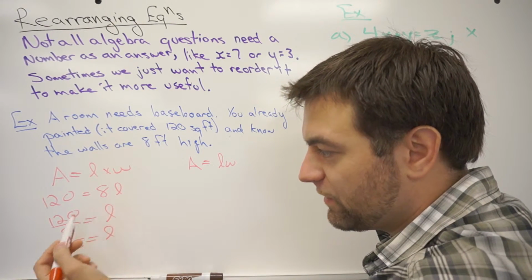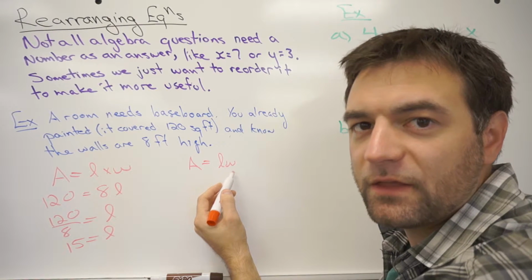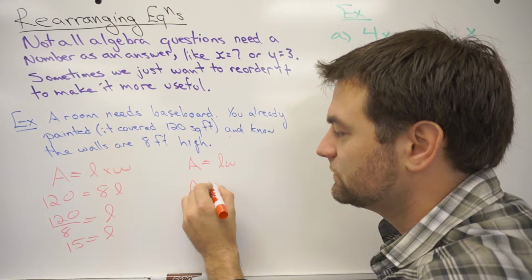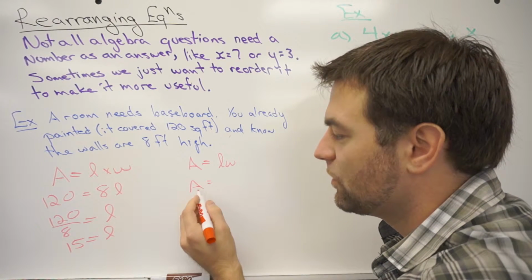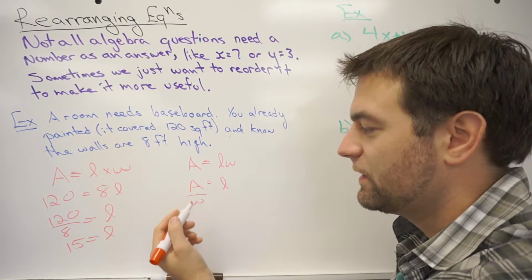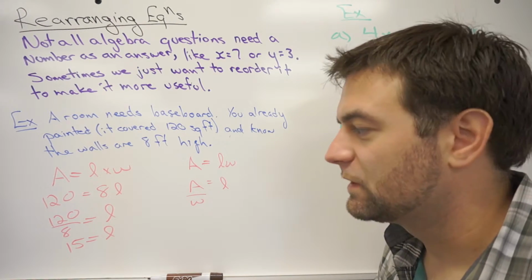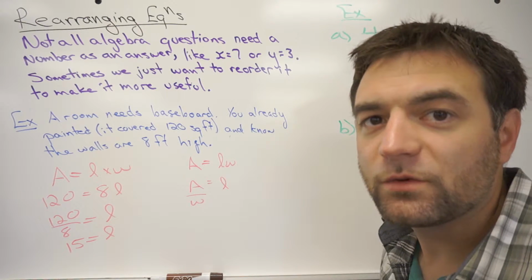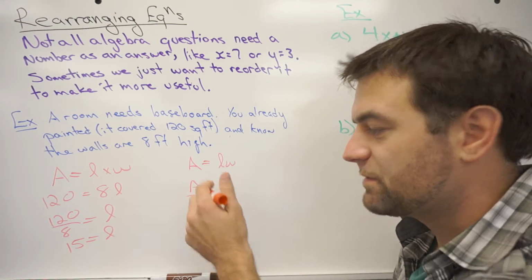So if we start at the same point, area equals length times width, what I did was I took the width, which was being multiplied by the length, and I divided the A. Well, I do the same thing here. We're solving for L, so I can just move the W over and divide A by W. So area divided by width is equal to length. And that's what's here. Our area is 120 and our width is 8, and we're just dividing those to get the length.